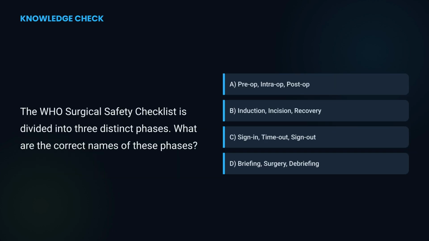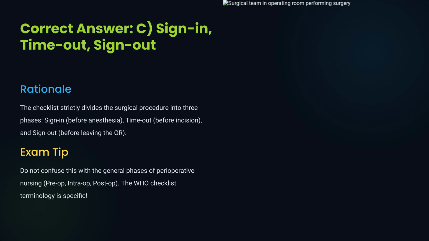Next question. The WHO Surgical Safety Checklist is divided into 3 distinct phases. What are the correct names of these phases? The correct answer is C, sign in, time out, and sign out. It's important not to confuse these specific checklist phases with the general phases of perioperative nursing.